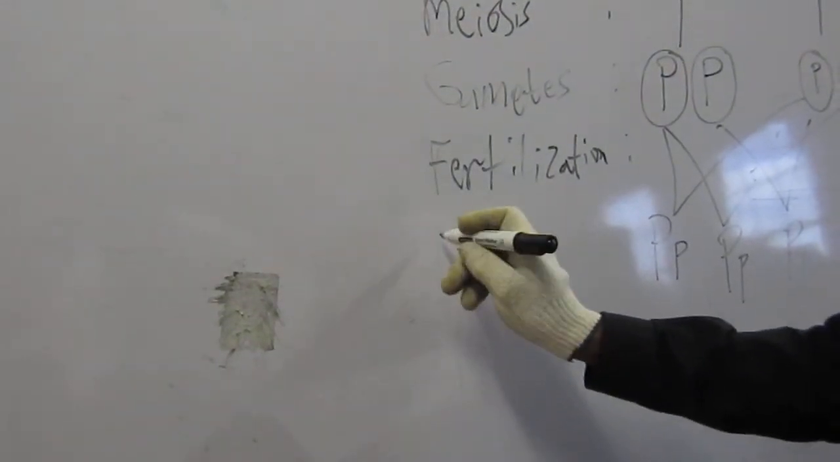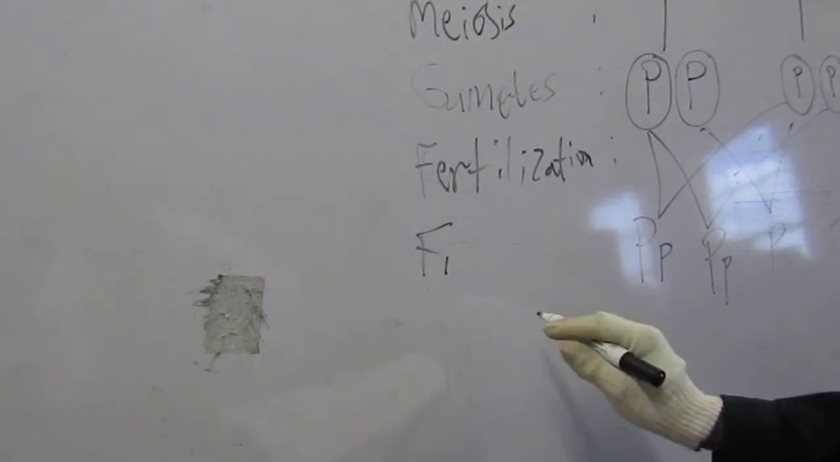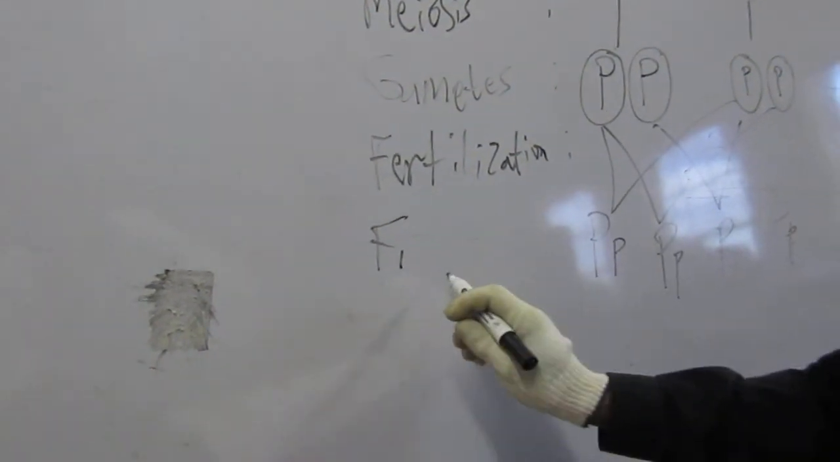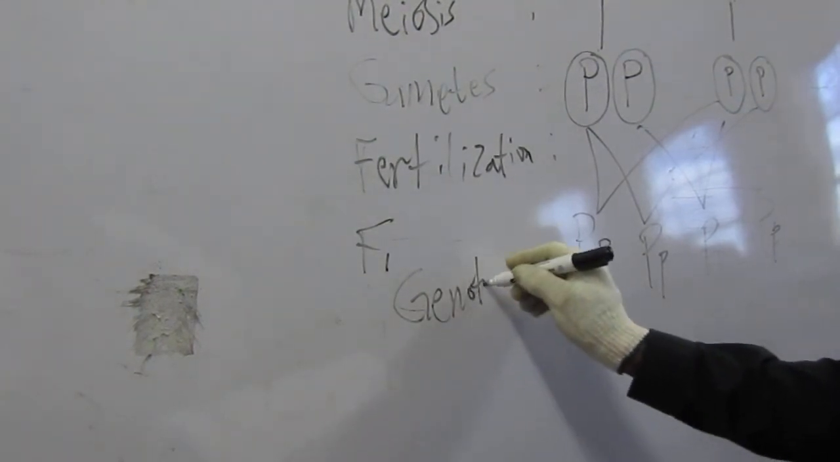So now we say this is your F1 generation. Now F1 generation, this is a genotype. So we say it's F1 genotype. This is your F1 genotype.